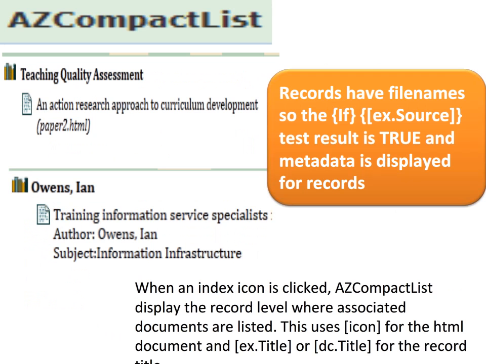So when you drill down, you click on an index entry, let's say Ian Owens in the author one, we see all the records that he's authored. Now, in this case, he's only got one, but there could be any number of records under his name. Because this is the record level, you see our if statement kicks in and the author and subject is displayed here.